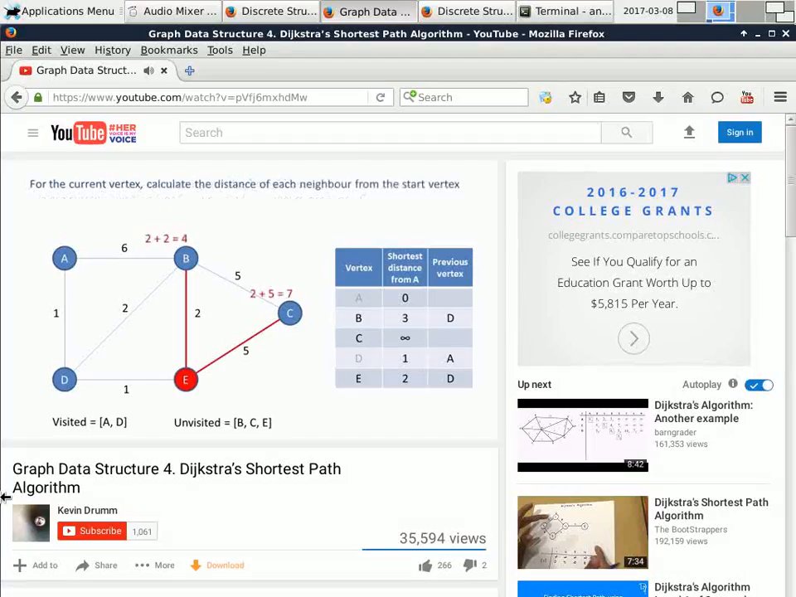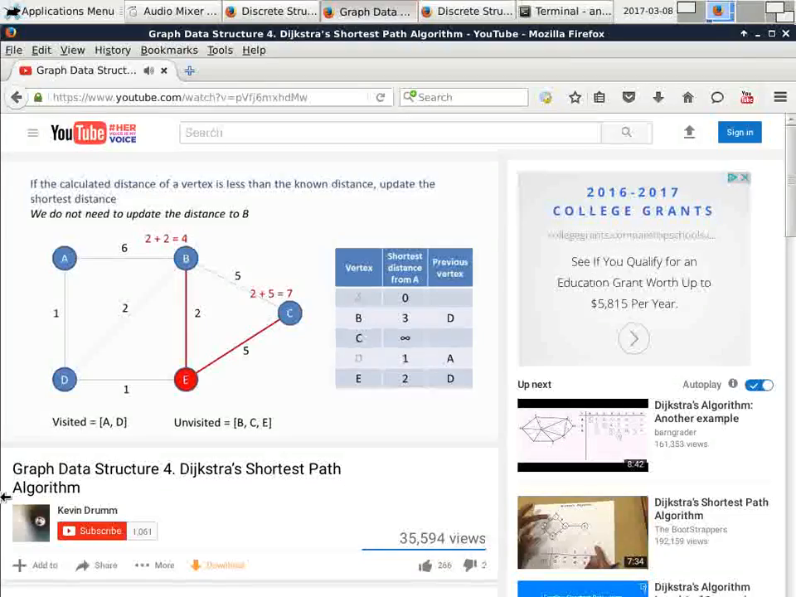For the current vertex, calculate the distance of each neighbour from the start vertex. And again, using the information in the table, we can see that the total distance to B is 2 from the table, the distance to E, plus another 2, giving us 4. And we can see that the total distance to C from A is 2, the distance to E from the table, plus another 5, giving us a total of 7.